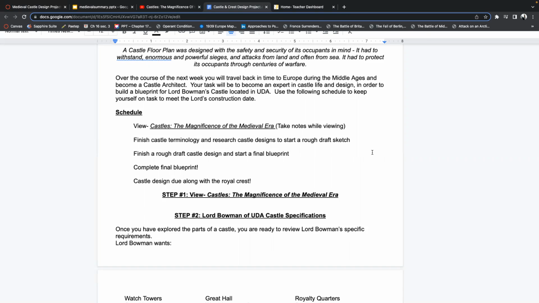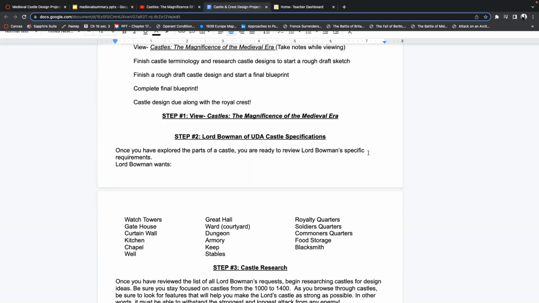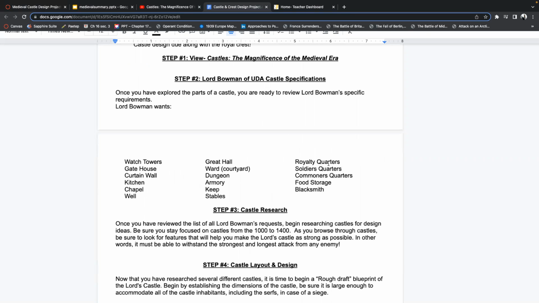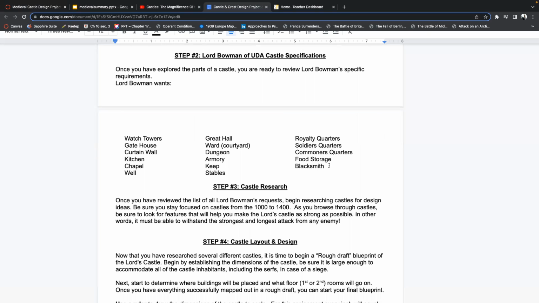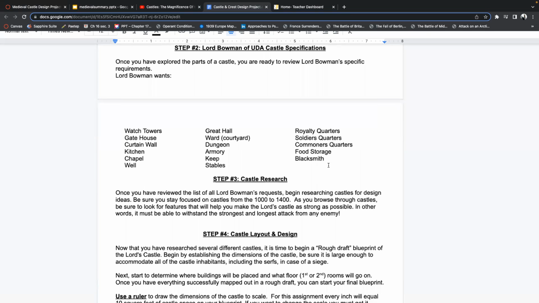So the schedule, we're going to veer away a little bit from this. We already watched the documentary of these castles, so you should have a good insight and knowledge of the way they were created and some different specific designs of it. All right, so step one, we already watched it here. So step two, the castle specifications.